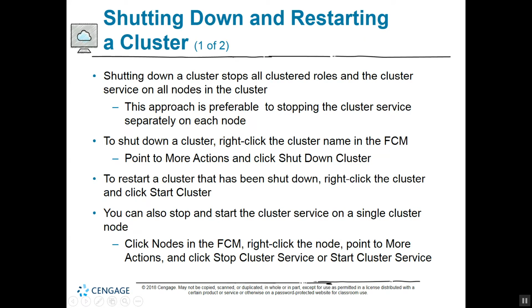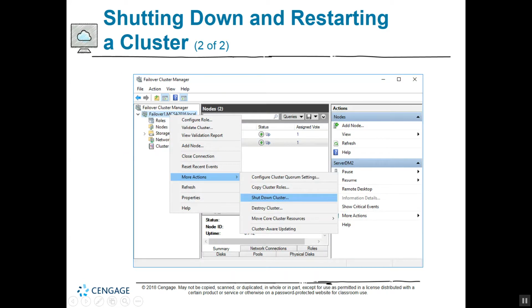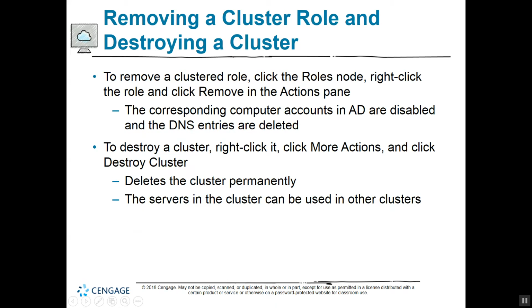Okay. Shutting down a cluster stops all cluster roles and the cluster service on all nodes in the cluster. This approach is preferable to stopping the cluster service separately on each node. So here we go. We can shut down the entire cluster. To remove a cluster role, click the roles node, right-click the role, and click remove in the Actions pane.